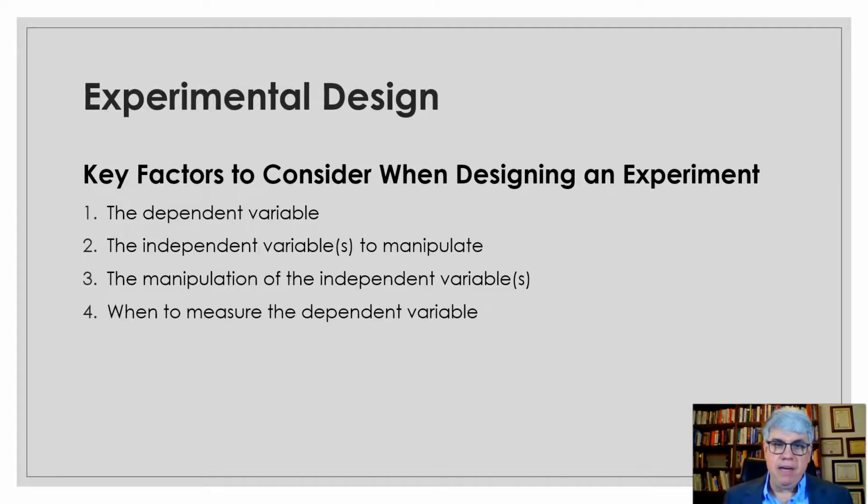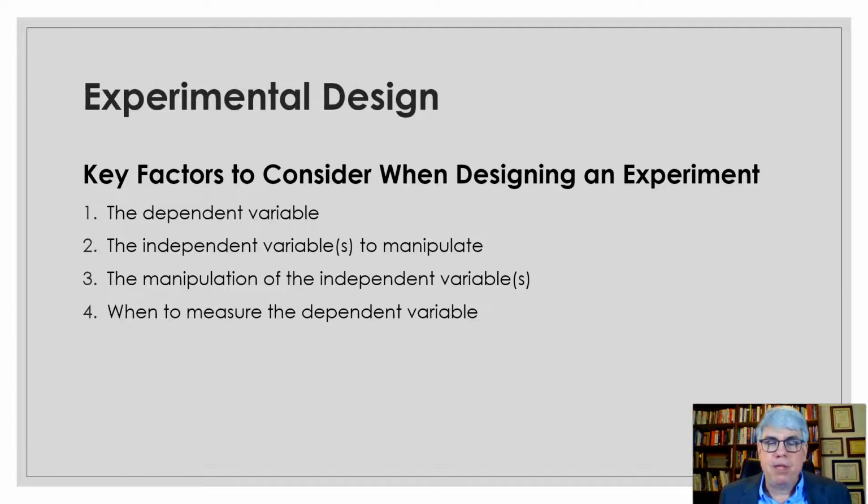A second factor is the independent variable or variables to manipulate. So we want to study the effectiveness of training. Well, the training is going to be the independent variable. How are we going to manipulate it? What levels of training are we going to use? We could have a control group where people receive no training, or if there's a traditional training that's going on, we could have a group that receives the traditional training, and then maybe there's a new and improved training program. That could be the experimental group. We could compare one of the control groups to the experimental group.